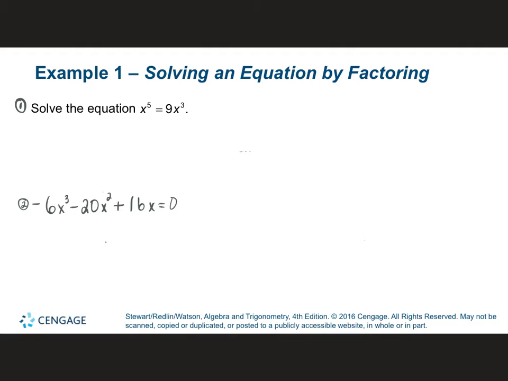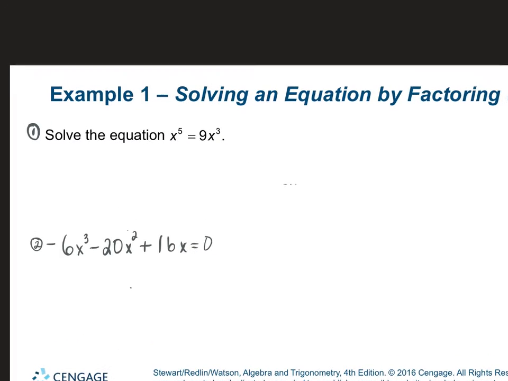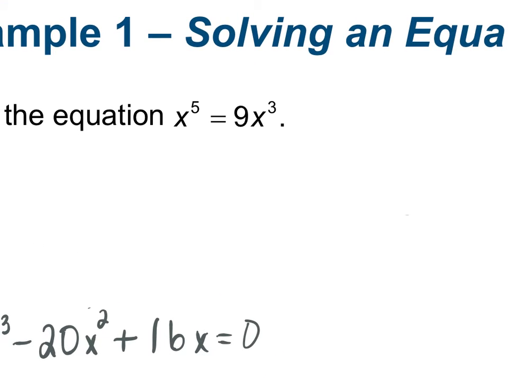Guys, when you're factoring, the first thing you look for is the greatest common factor. Let's first make sure everything is on the same side. So I'm going to move this 9x cubed over here. So I have x to the fifth minus 9x cubed equals 0. When you're factoring, you want everything to equal 0. So now I look and I say, okay, I have x to the fifth and x to the third. What can I take out of both? I can take out an x to the third.